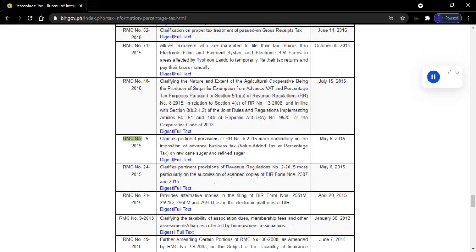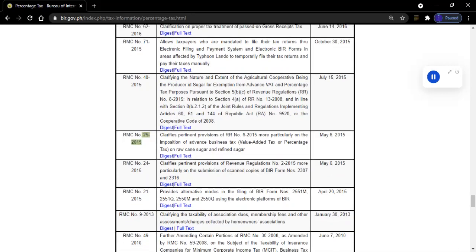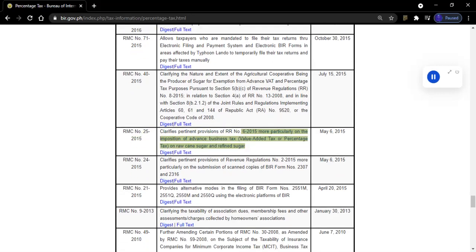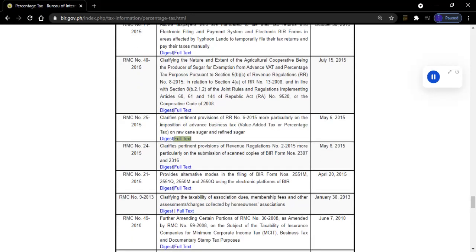RMC No. 25-2015. Clarifies pertinent provisions of RA No. 6-2015 more particularly on the imposition of advance business tax, value-added tax or percentage tax on raw cane sugar and refined sugar. Digest. Full text.